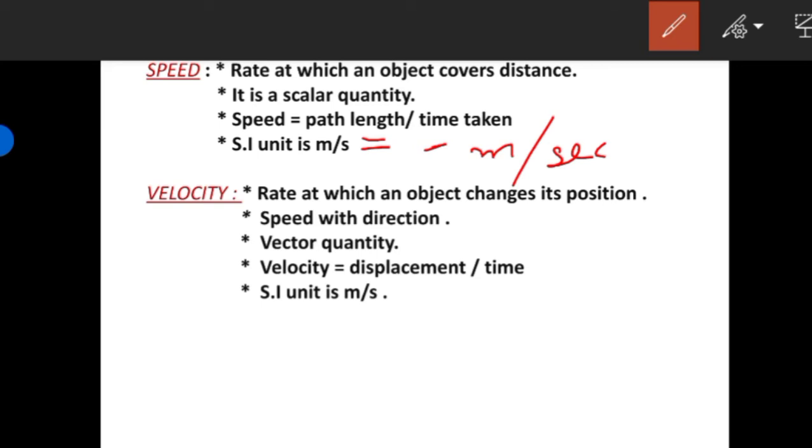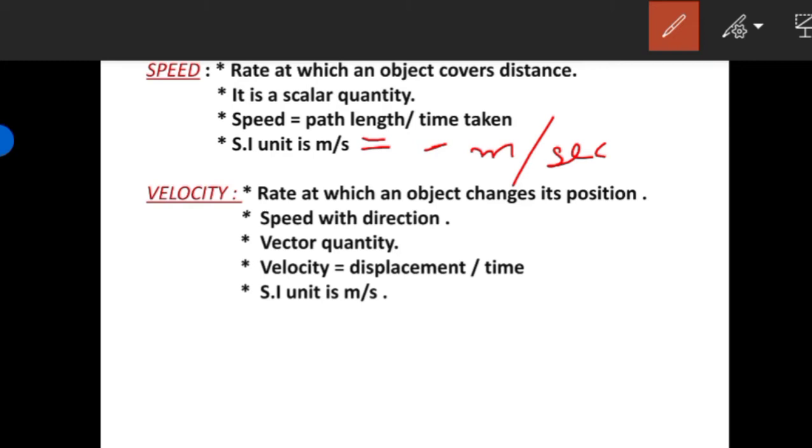What is velocity? Rate at which an object changes its position. So, here it is nothing but speed with the direction. So, it is also the path length covered in a unit time, in a particular direction, that will be considered as velocity. So, since direction is a concern, here it is called a vector quantity. So, it has both numerical value as well as direction. Since it has both the direction and magnitude, it is a vector quantity.